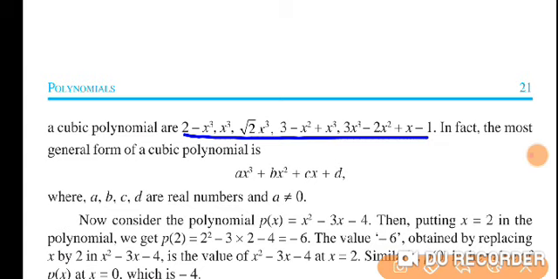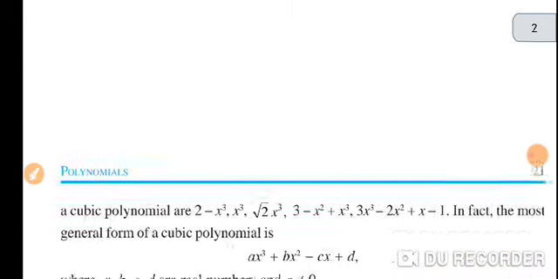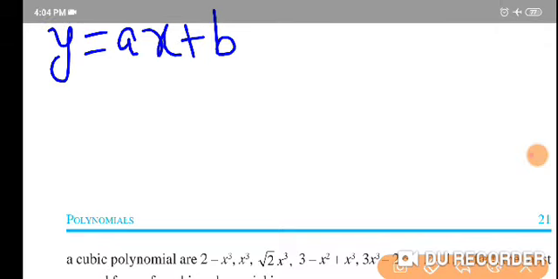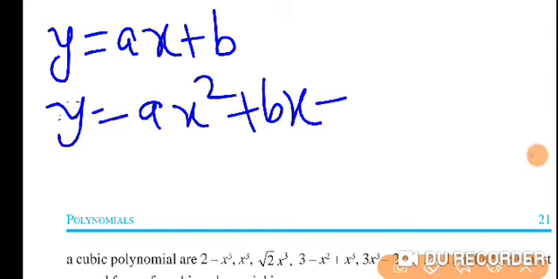Okay? Achha. What will be the general form of these, you know? General form of linear polynomial. What will it be, you know? It is going to be y is equal to ax plus b, where the power of x is 1. Linear polynomial, general formula. What will be the general formula of quadratic polynomial? Quadratic polynomial general formula will be y is equal to ax square plus bx plus c.